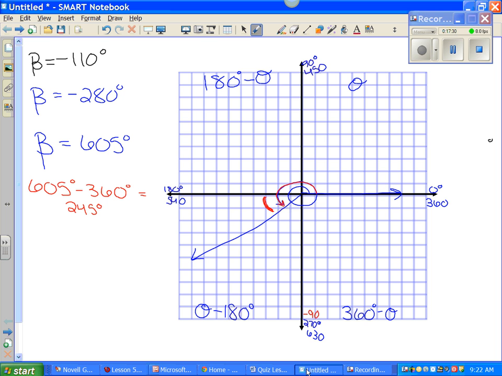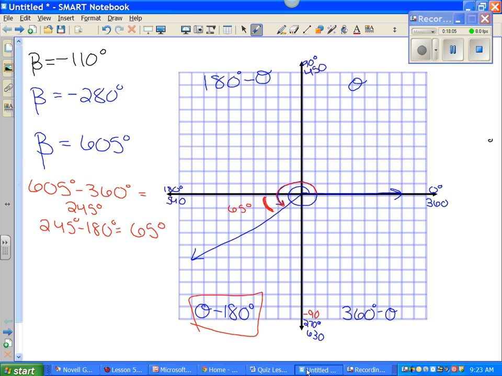Okay, so now there's the angle I want to use when I use my rule. 245 minus 180 equals... I'm not doing it for you guys. 65, yep. There's your reference angle. So if it's larger than 360 or smaller than negative 360, you have to take out that one complete rotation so that you can then find the reference angle.